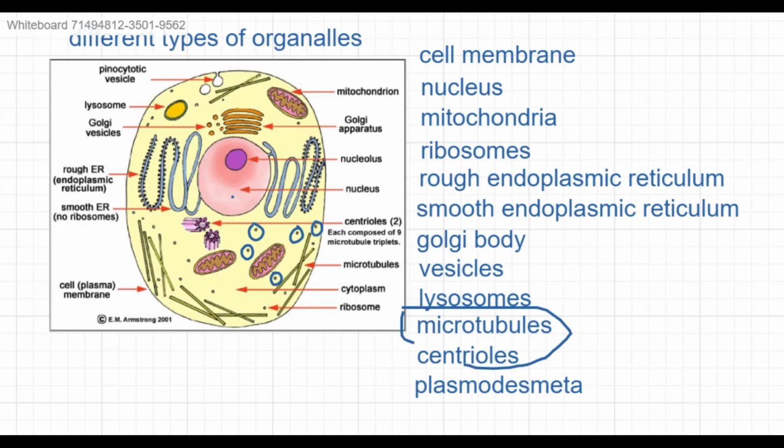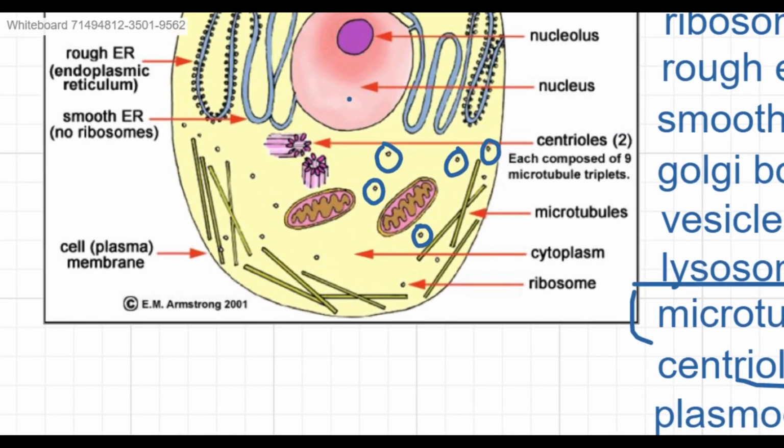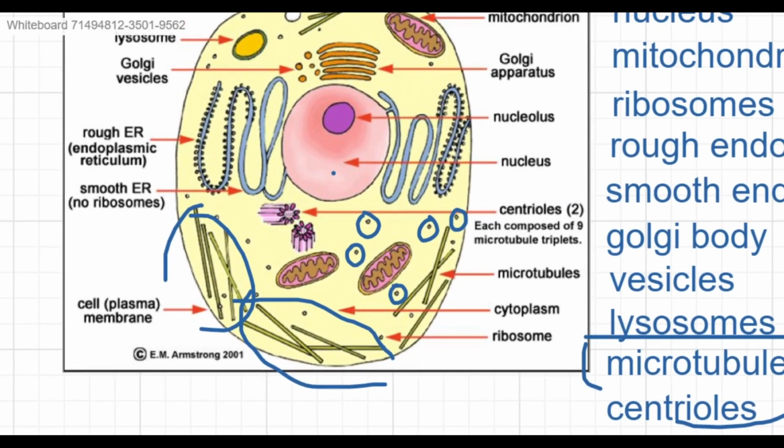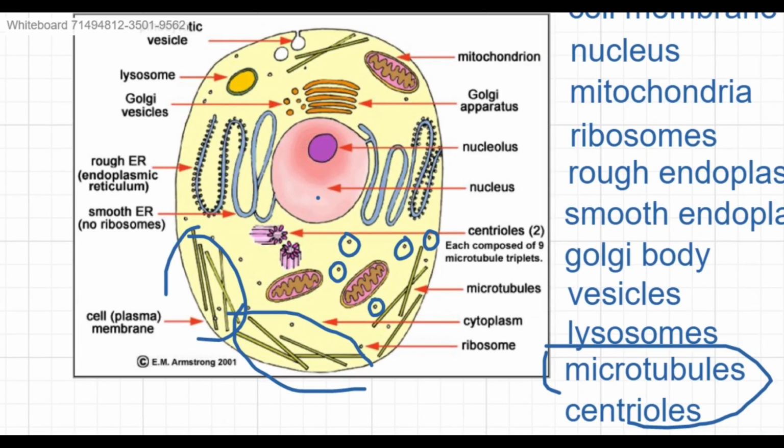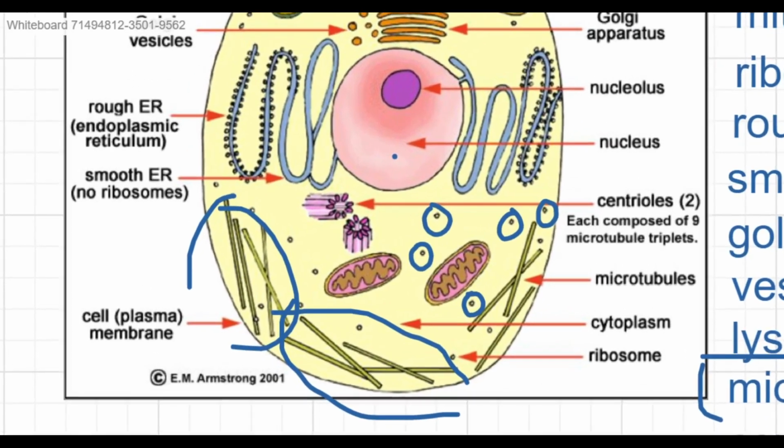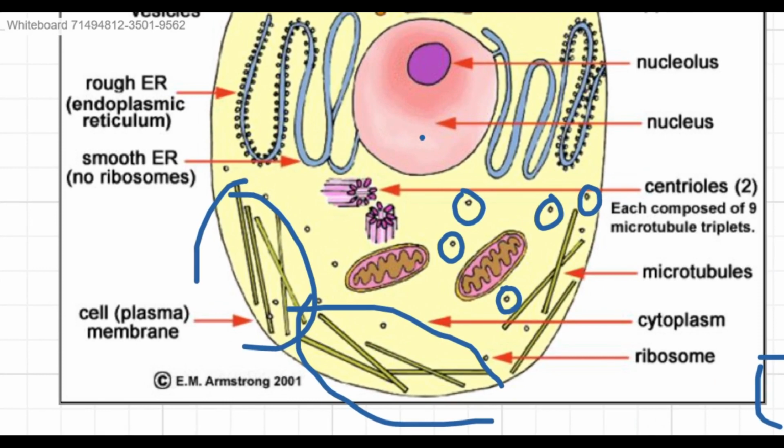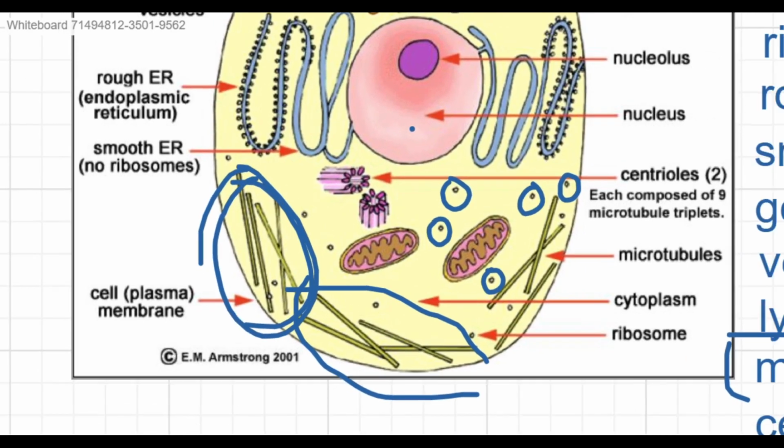The microtubules are these stick-like shaped organelles. All of these are microtubules, and they give the cell the shape that it has. So microtubules act as a skeleton for the cell, just like a human body has a skeleton and it has bones. So the bones of the cell is the microtubule right here.